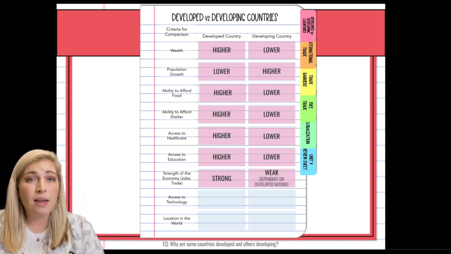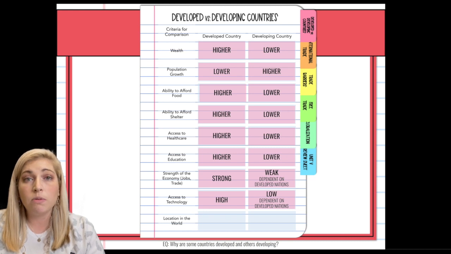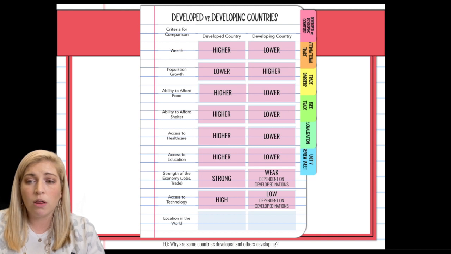It's going to be weak in the developing countries, and that's also going to make these developing countries more reliant on other developed countries. And that's something we'll be talking more about in this unit because it does feed into why nations are trading around the world. Access to technology is going to be high in developed countries and lower in developing countries. Again, going hand in hand with the strength of the economy. Developing countries are going to be more dependent on developed countries in the realm of technology as well.